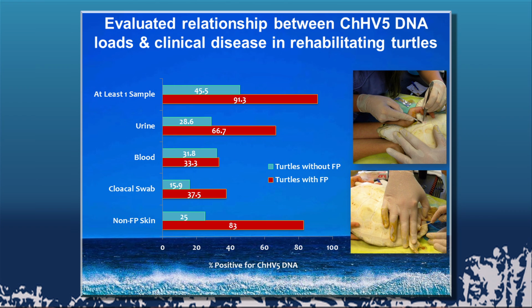So red is turtles with FP and blue is turtles without FP. And then these are the sample types where we got some results. If the sample types aren't mentioned, that's because none of them were positive.